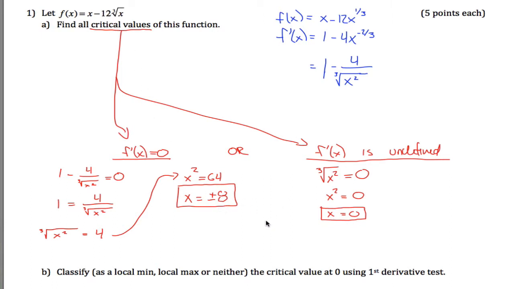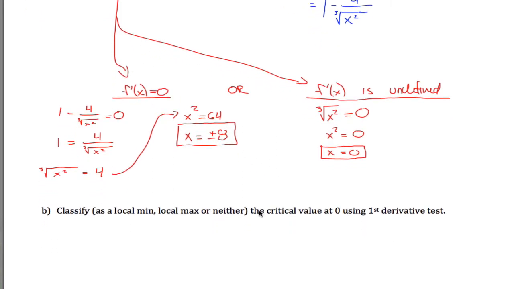0, 8, and negative 8. Okay, now it wants me to classify one of my critical values, this one over here, using the first derivative test. It's important that it tells me to use the first derivative test because you can only use the second derivative test on this type of critical value. I couldn't use the second derivative test on this type. But anyways, first derivative test.